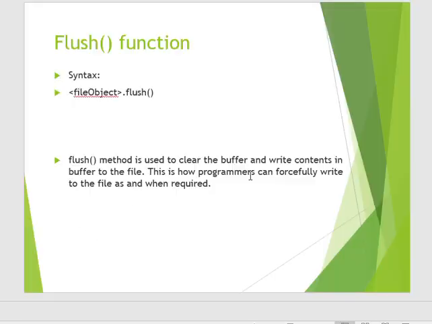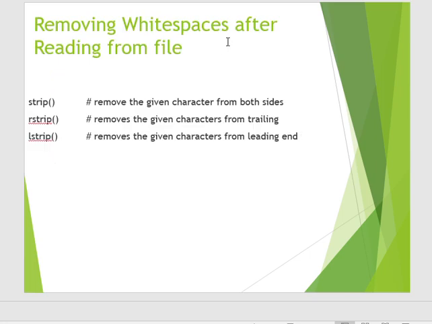So using flush, what can we do? If some content is there in the buffer and that is not written, we can use the flush and forcefully write to the file as required. Now there are times when there are spaces or we want to remove a particular word or alphabet from the file. So removing white spaces after reading from file. First one is strip, which removes the characters from both sides. rstrip removes the characters from the trailing end, the right side. And lstrip removes the characters from the leading end, from the beginning. So these are three things which can be used to remove the spaces.